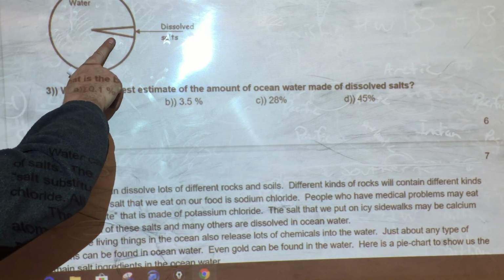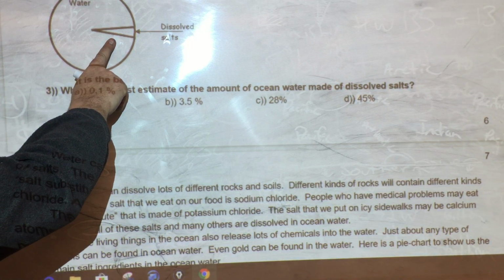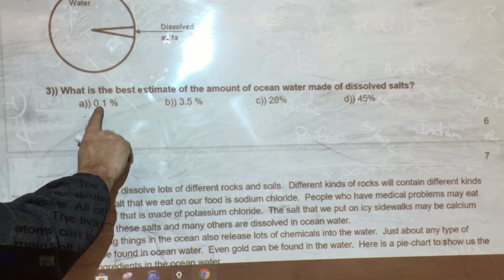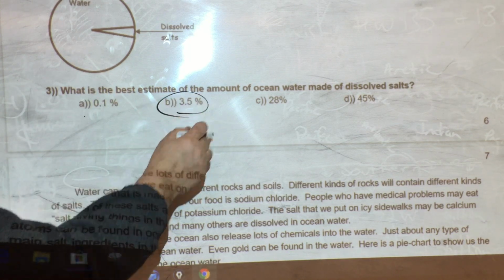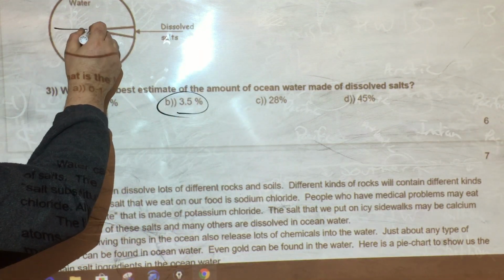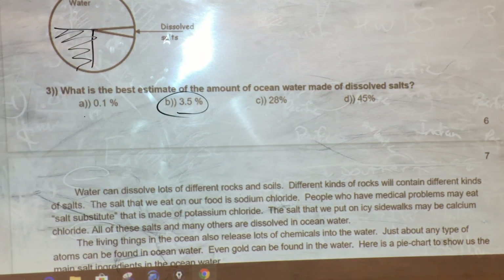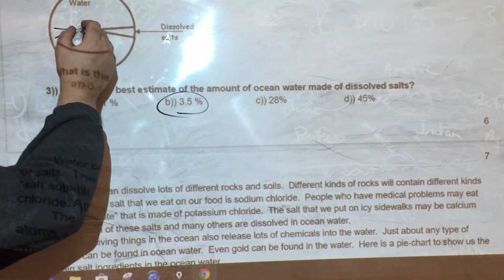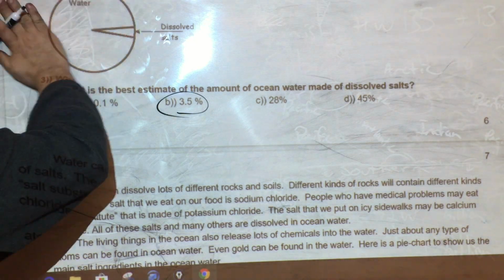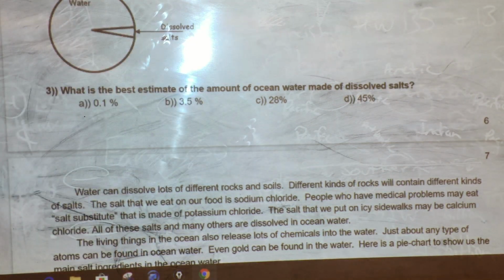Well, it is less than 10%, but it's still a sizable amount. So it's not going to be the 0.1%. That would be too small of a sliver. It's going to be 3.5%. It's not 28% because 28% would be something like this. That's way too big. And obviously 45 would be almost half of it. That would be 45%. So 3.5% is dissolved salts.